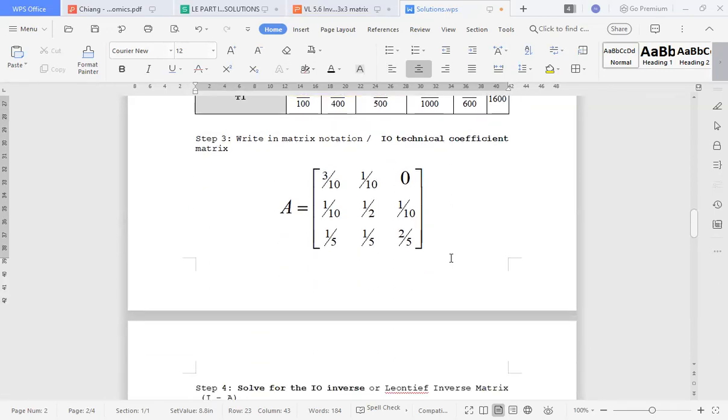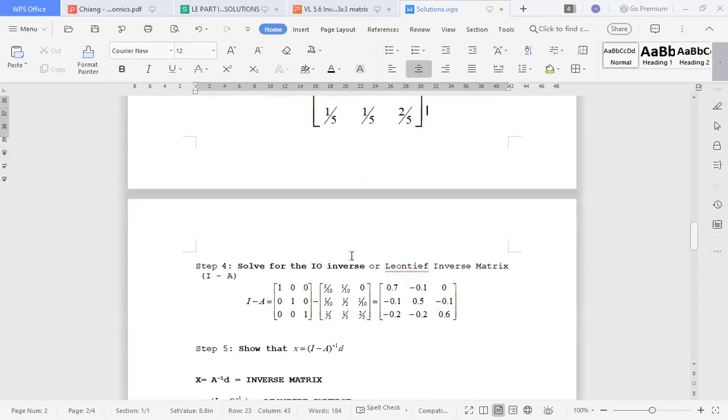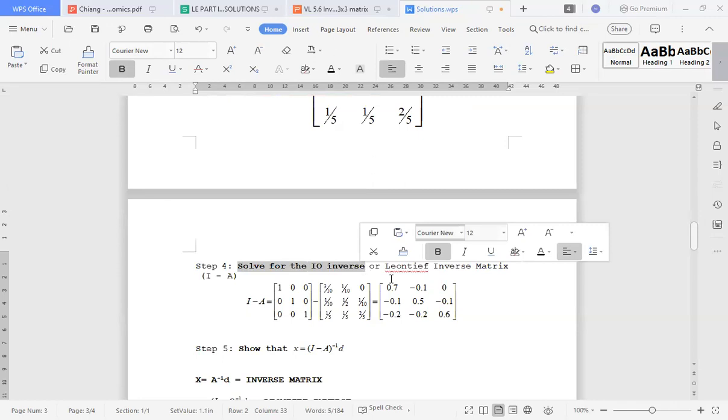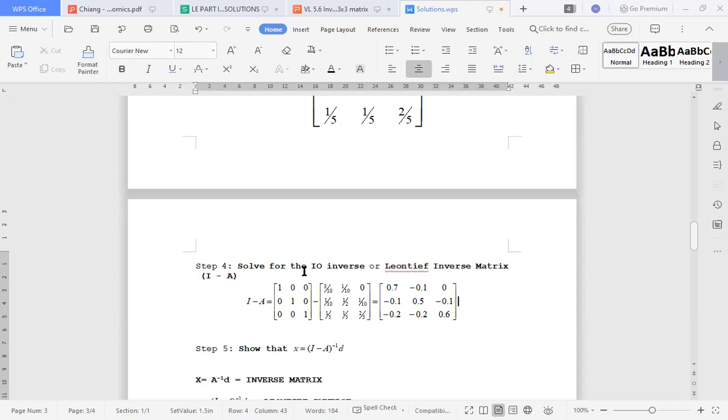great. Now, when we already have the IO technical coefficient matrix, the next thing to do is we need to solve for the IO inverse. Now, the IO inverse, class, is also called the Leontief inverse matrix. Okay, so again, in a typical matrix inversion, what we did was get the inverse of the original matrix. In this case, what sets it apart aside from the economic analysis is we need to get the difference of I minus A.